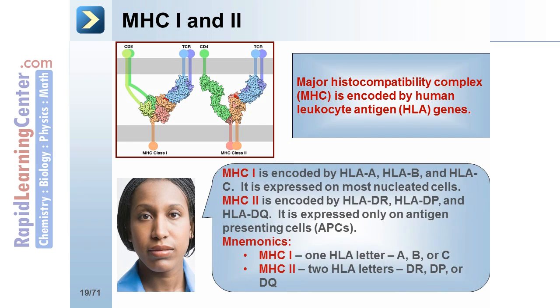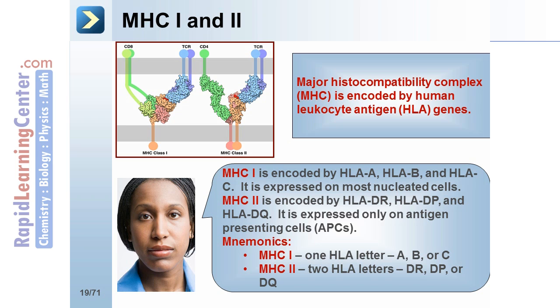An important component of acquired immunity is the major histocompatibility complex, or MHC, that is encoded by human leukocyte antigen, or HLA, genes. MHC I is encoded by HLA-A, B, and C. It is expressed on most nucleated cells. The antigen, largely intracellular peptides, is loaded in the rough endoplasmic reticulum and mediates viral immunity.